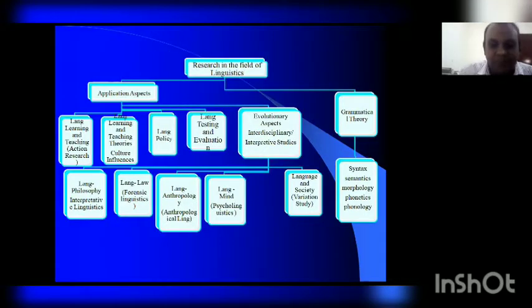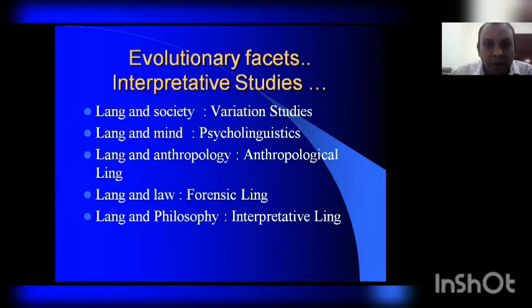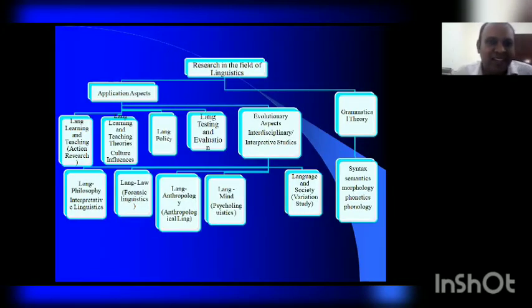Now, let's talk about the assumption of this language and philosophy. Let's have a look at this. But before I talk about interpretative linguistics, I want you to have a look at the broader picture here. You can see the screen, please. I'll give you just a minute for you to read what I have written there.